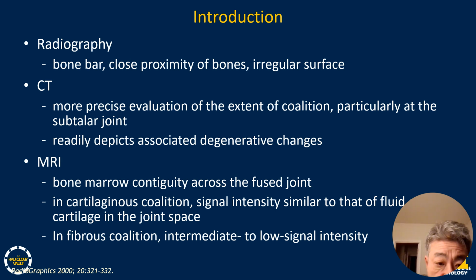MRI can show bone marrow contiguity across the fused joint. In cartilaginous coalition, the signal intensity can be similar to that of fluid or cartilage in the joint space. In fibrous coalition, we can see intermediate to low signal intensity.